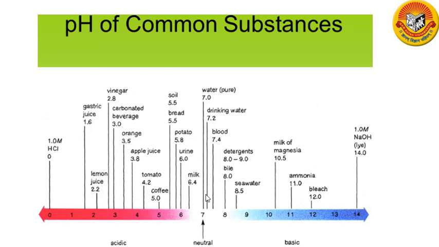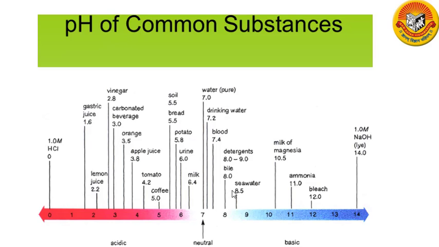Pure water has a pH value of 7. The drinking water, which also includes some minerals, has a pH value of 7.2. The pH value of our blood is around 7.4. Now the detergents have pH between 8 to 9. The bile juice has pH 8.